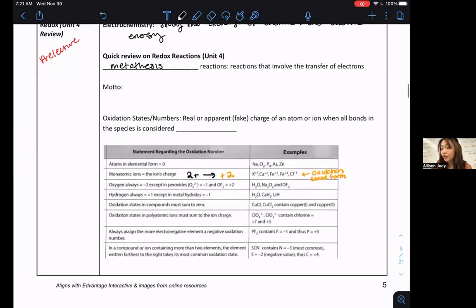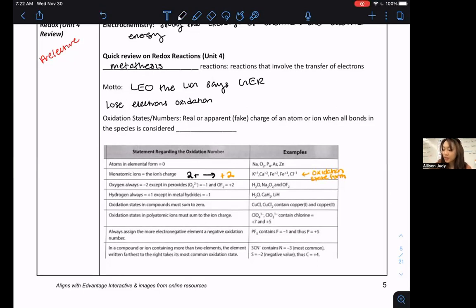But we have a model for tracking the exchange of electrons between elements in a specific compound. And that motto is Leo the Lion says Ger. Of course, this translates to lose electrons, oxidation. If we see that an element from the reactant to the product form of itself has an increase in oxidation state, therefore signifying a loss of negative electrons, we would say it has been oxidized.